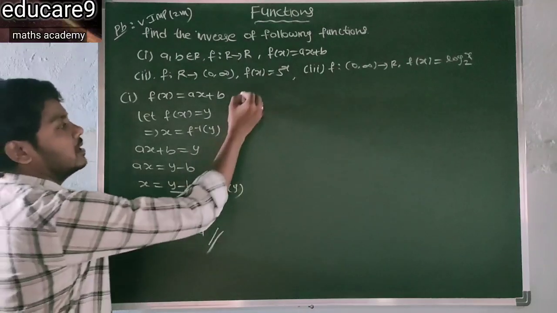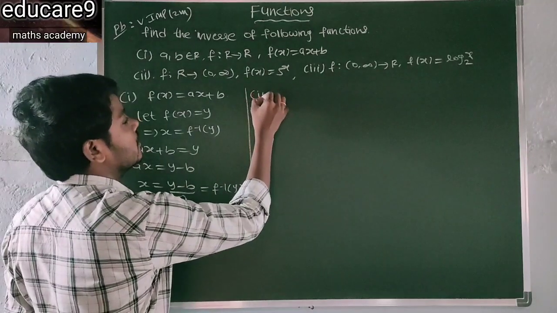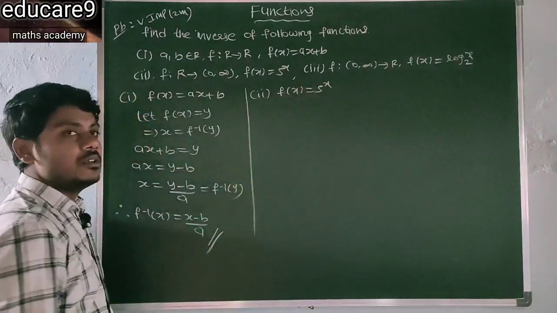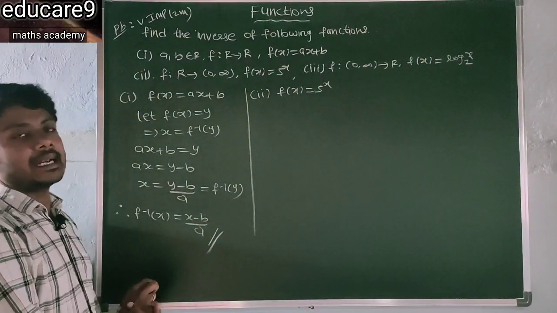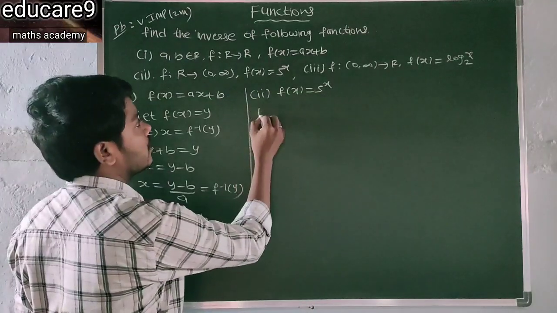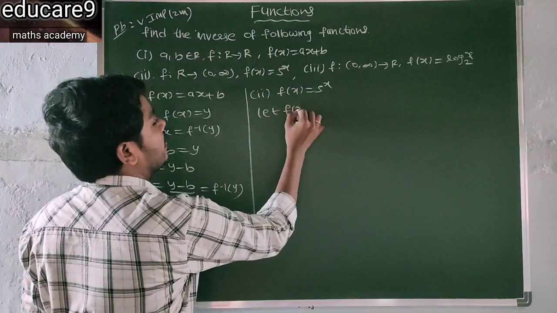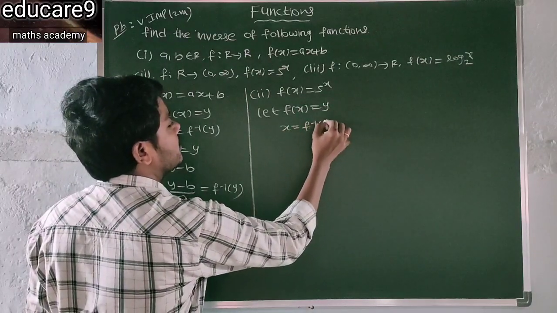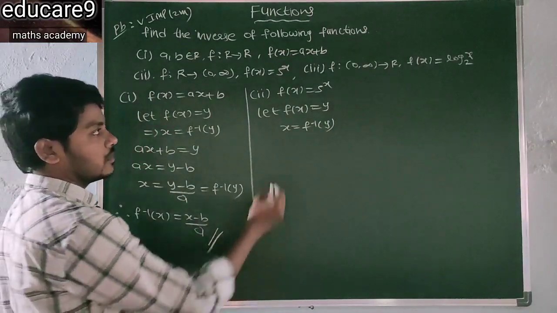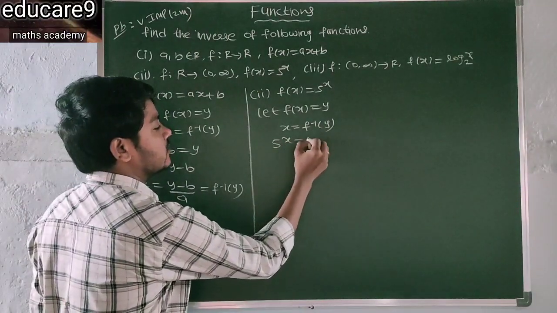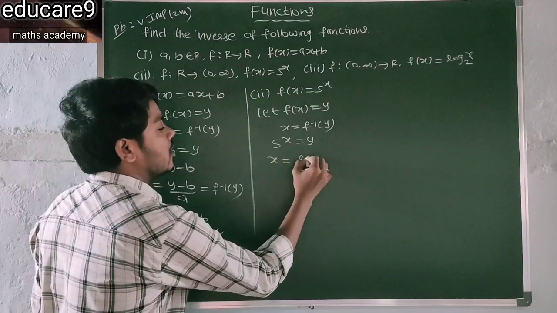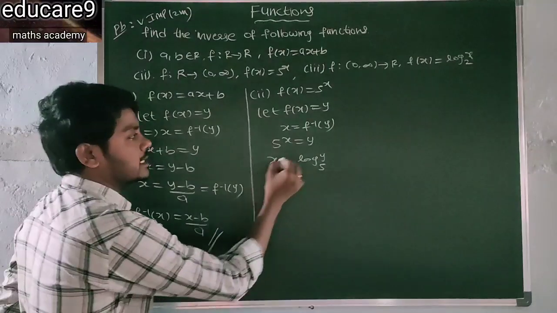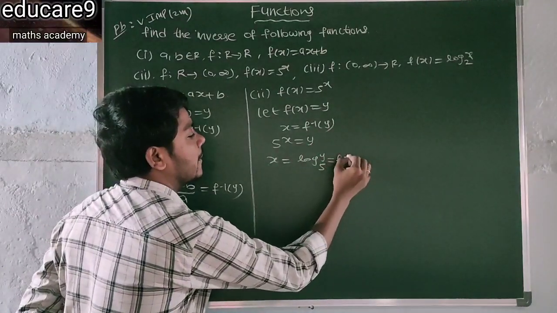Now see the second one. So what is f of x? 5 to the power of x. So for finding the inverse, let the given function be equal to y. So let f of x be equal to y. Now x is equal to f inverse of y. Therefore 5 power x is equal to y. x is equal to log y base 5. Now what is x? f inverse of y.